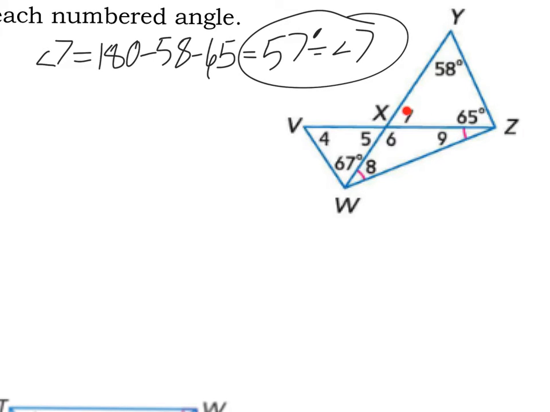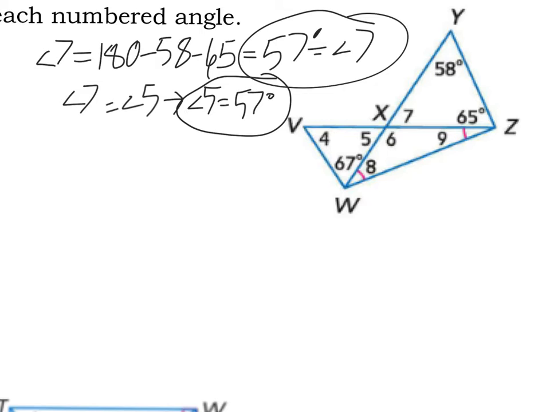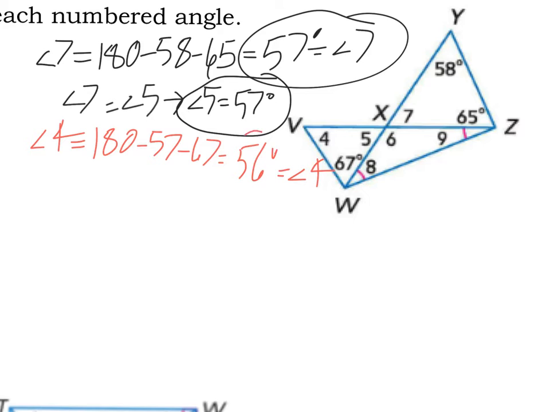Next, if you look at it, angle 7 is a vertical angle with angle 5. So that means they have to be congruent angles. So if angle 7 equals angle 5, then angle 5 also equals 57 degrees. There, rewrote it a little bit. But now we know that this is 57 and this is 67. So angle 4 must be 180 minus 57 and 67. That'll give me 56 degrees for angle 4.